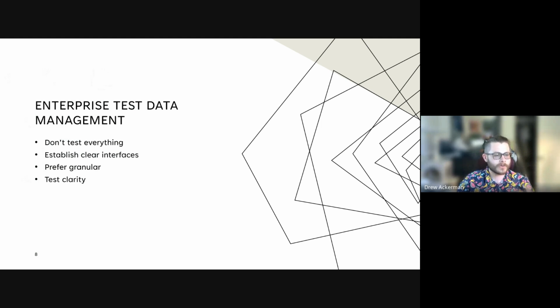Using some sort of like builder class or pattern can sometimes be really helpful when it comes to managing the test data for your tests.